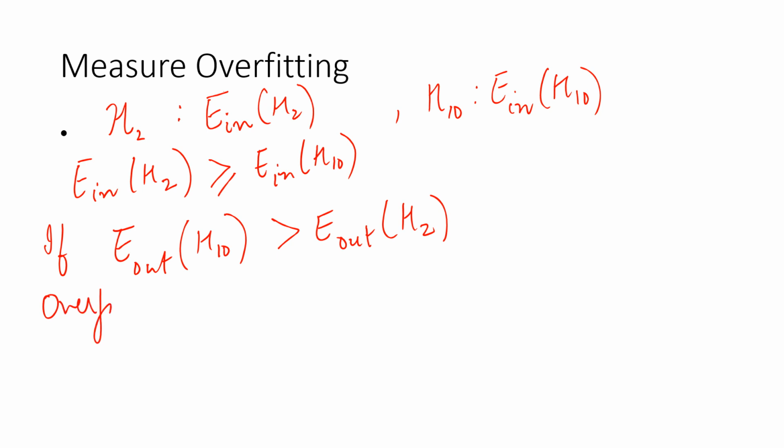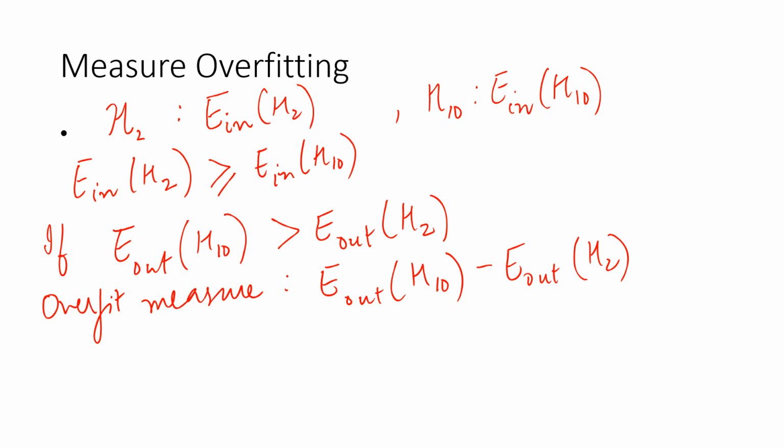So the overfit measure is going to be the difference between the E_out of the complex model minus the E_out of the simple model. Or maybe think of these as the final hypotheses that you're going to come up with, maybe G10 and G2. Right? Okay, so if you think about this difference here, the higher the value of this measure of overfit, the greater is the overfit. The lower the value, the less is the overfit.